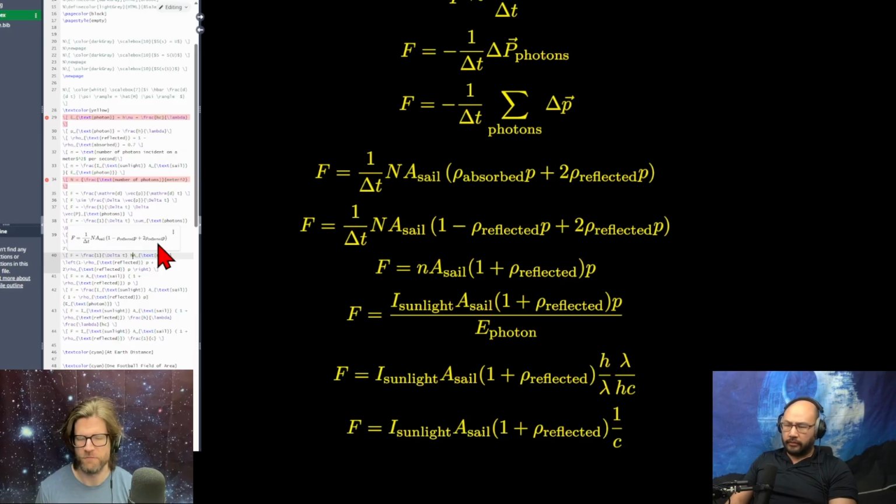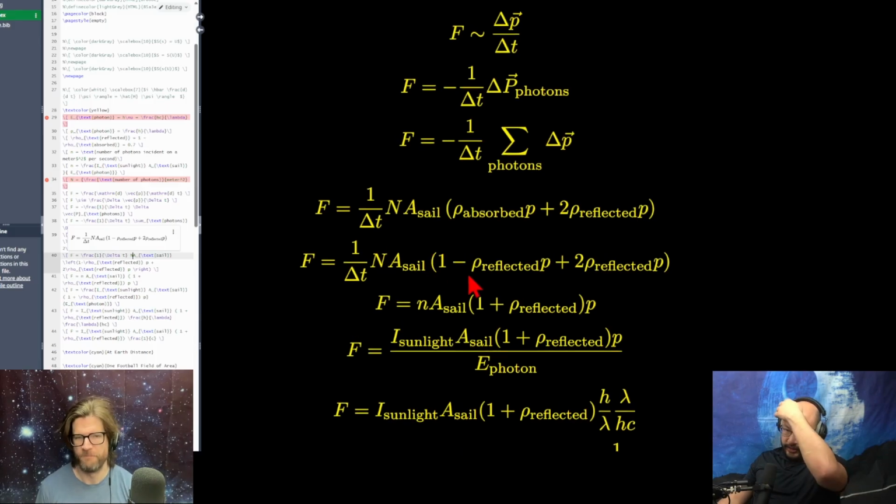So starting on the line, force equals 1 over delta T, big N times A sail times the delta P of all the photons. Then the next line is some rearranging of the momentum change of the photons by plugging in reflected for P rho absorbed. And then big N over delta T should be little n. And then we've got it.